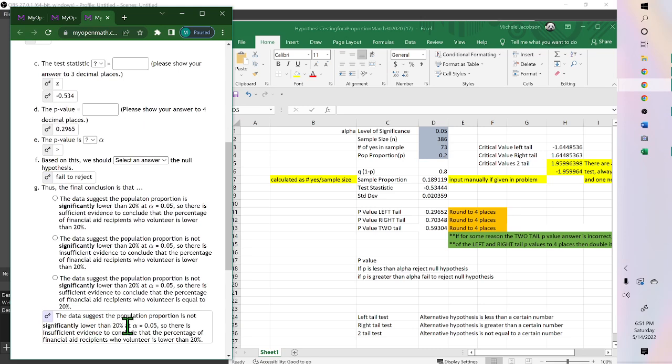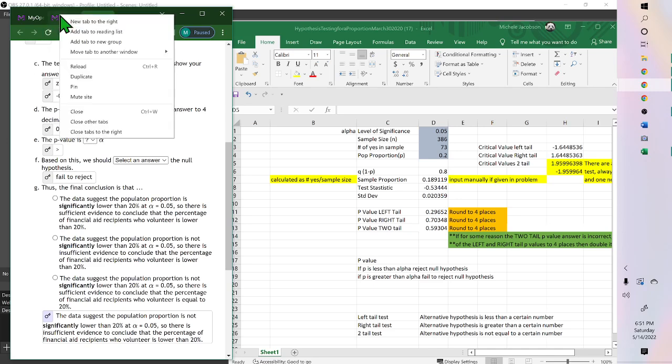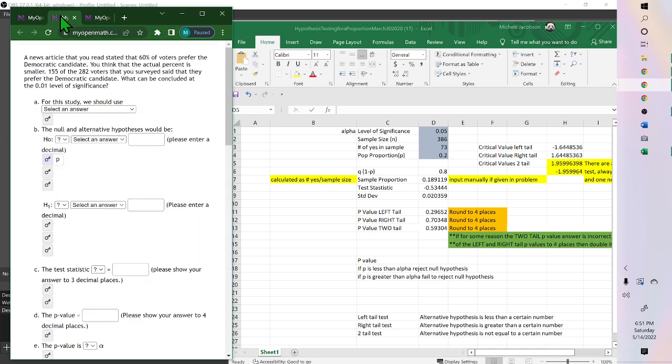The data suggests the population proportion is not significantly lower. Because we're failing to reject, it's not lower. There's insufficient evidence to conclude the percentage of financial aid recipients who volunteer is lower than 20%. There we go. Try one more.